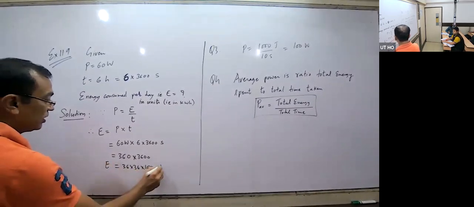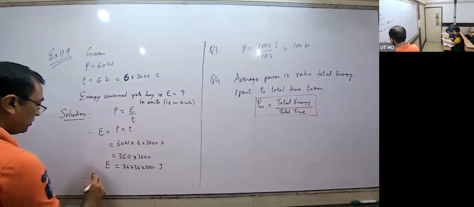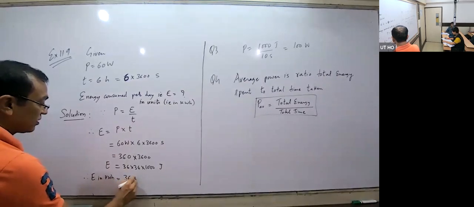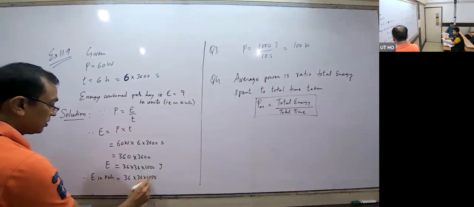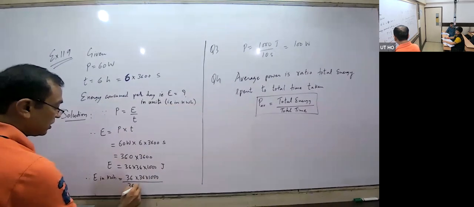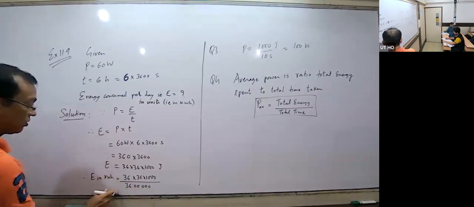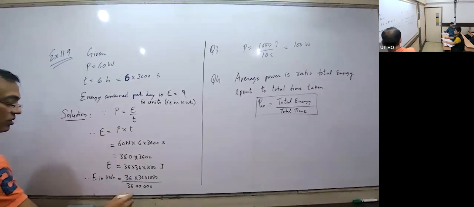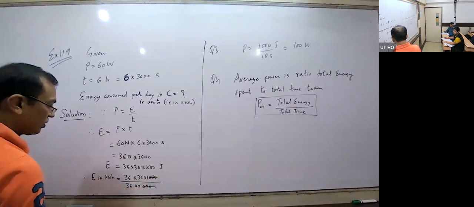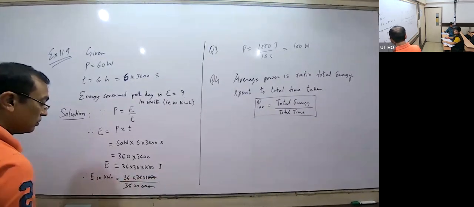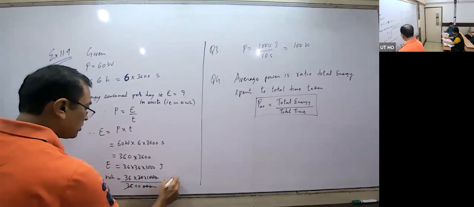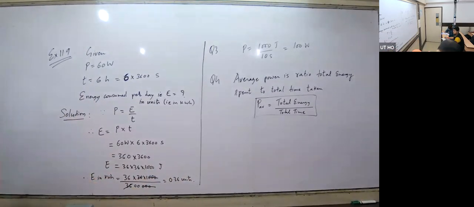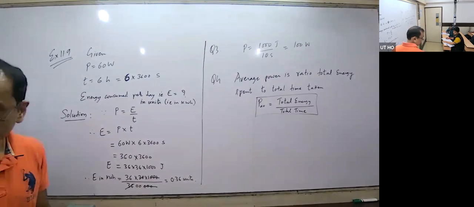So this is in joule, right? So therefore E in kWh. Actually this became complicated, we can do it directly. 36 into 36 into 1000 divided by 36 hundred thousand, right? All done, because 1 kWh is these many joules. That's why. So 0.36 units. Yes, this is correct.